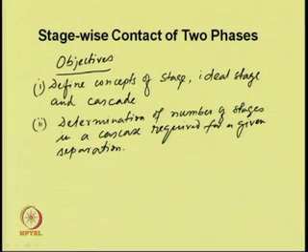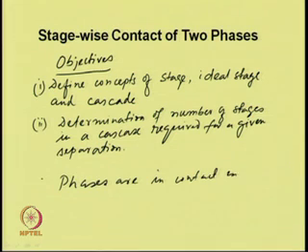In general, in stage wise contact operations, the liquid is fed at the top of the column and the gas is fed at the bottom of the column, and they are in contact with each other and the phases flow in opposite directions. Phases are in contact in packed or plate columns.